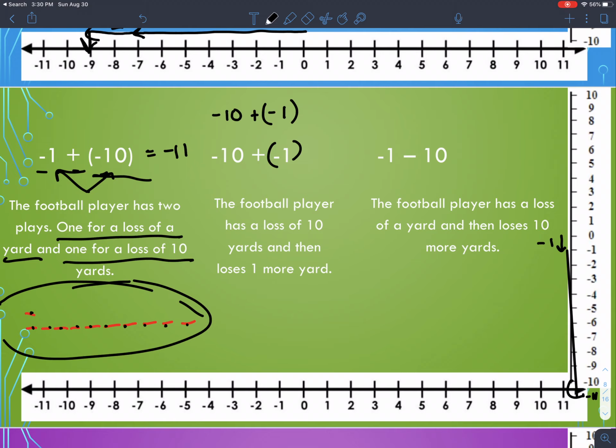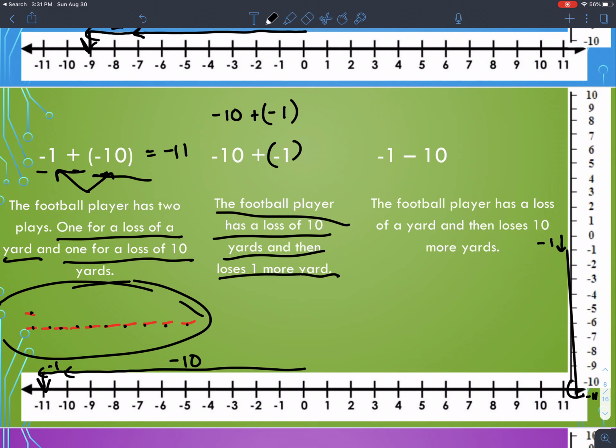All right, and that can be represented by the football player having a loss of 10 yards and then losing 1 more yard. So we can go from 0 down 10 yards. So that's a loss of 10. And then losing 1 more yard lands us at negative 11.